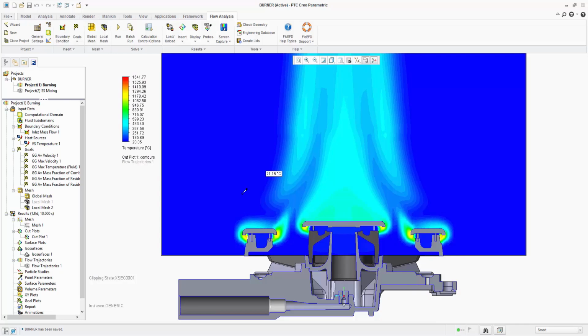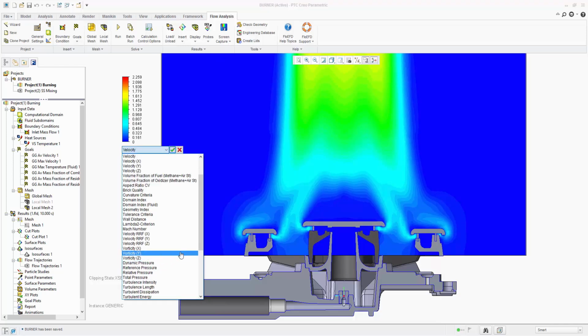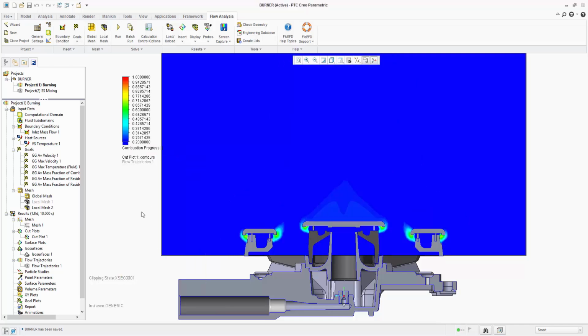Temperature shows hotspots in the simulation. The hottest areas are around the gas outlets, which is expected. This plot gives us an idea of the flame pattern. The velocity shows around 1 meter per second around the burner due to the high temperature combustion gas moving against gravity. Combustion progress shows where the combustion is actually occurring, which is close to the outlets.